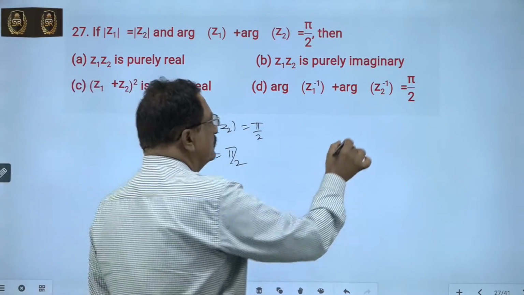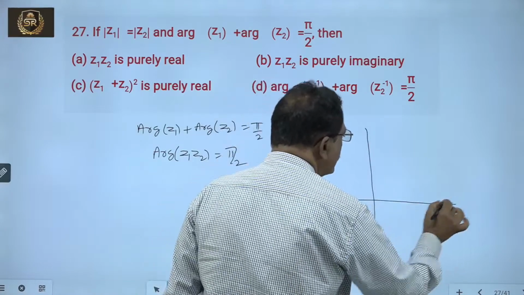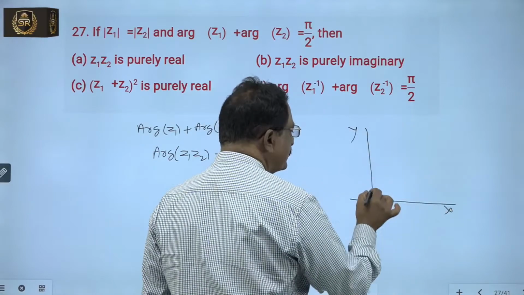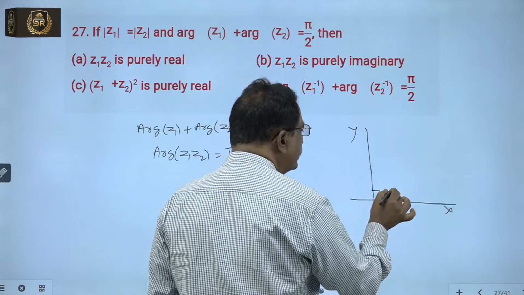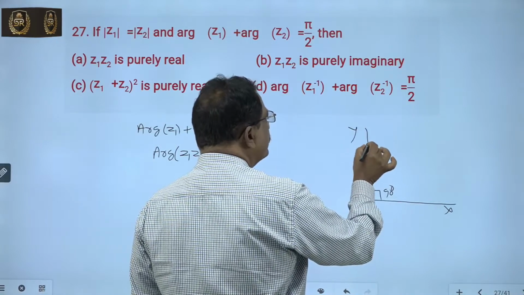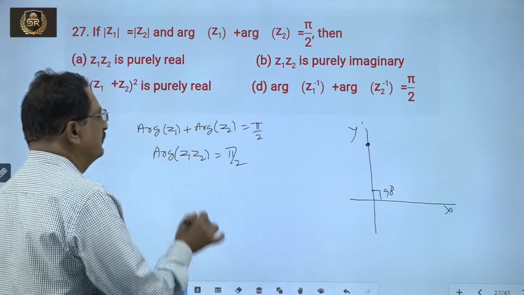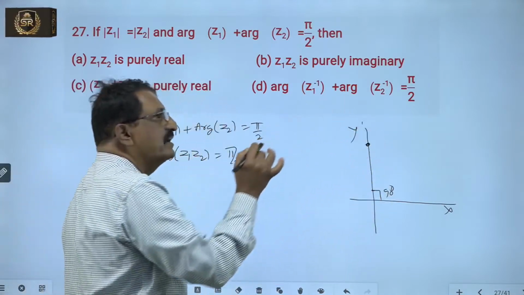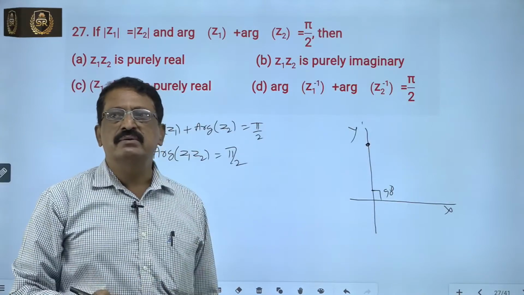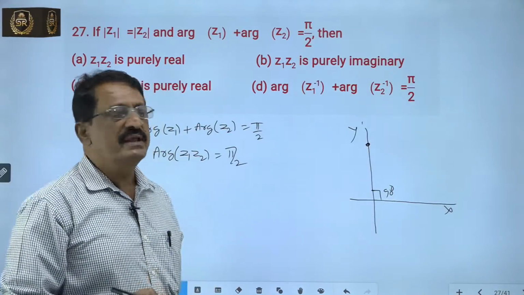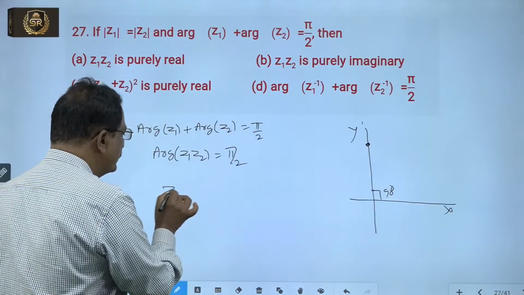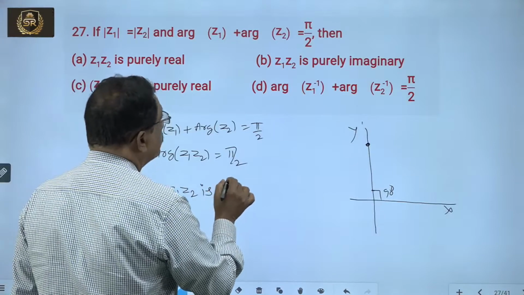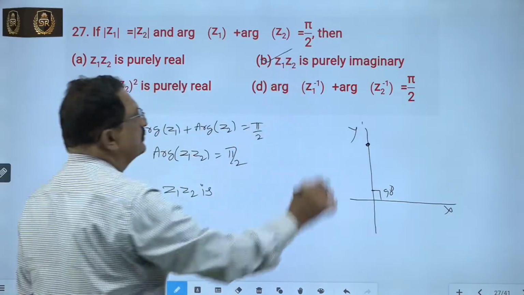Now argument of pi by 2: if suppose real axis, imaginary axis, argument is 90 degrees. Therefore z1 z2 lies on the imaginary axis. Any point on the imaginary axis has real part equal to 0. Real part 0 means it is purely imaginary. Therefore z1 z2 is purely imaginary. Second option.